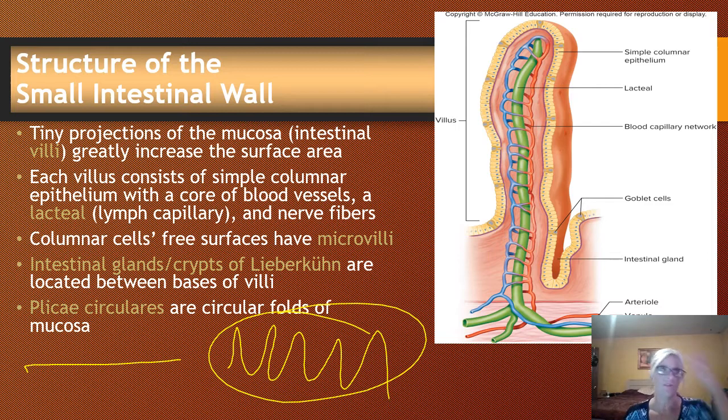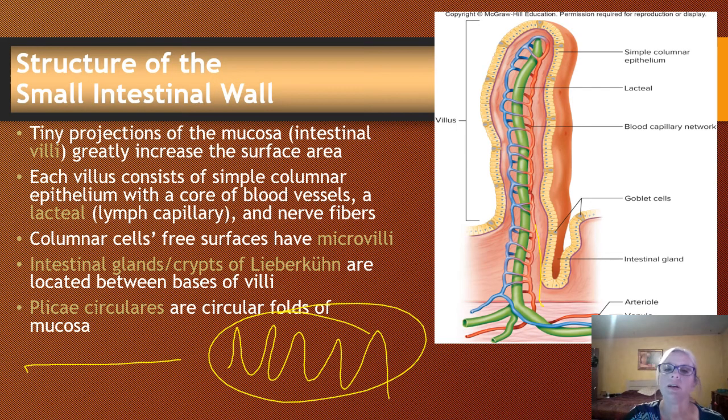So what does surface area do for us? Well, if we increase surface area, we increase the amount of area that we're able to absorb nutrients, okay? We can absorb nutrients in this surface area with more surface area. And so each little villus is singular, villi is plural. So each individual villus has simple columnar epithelium.